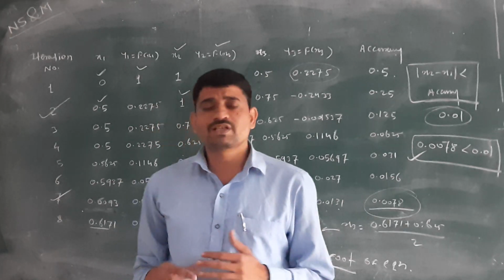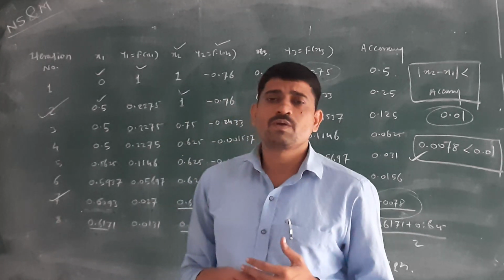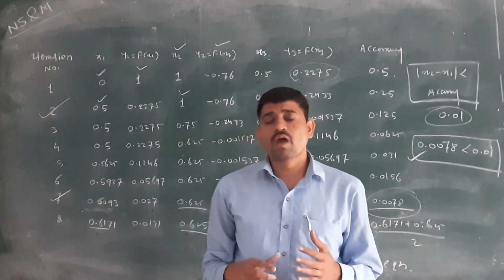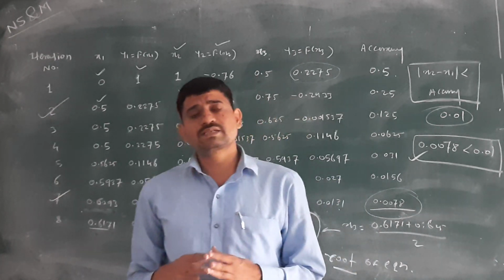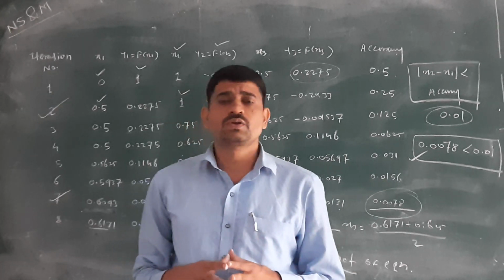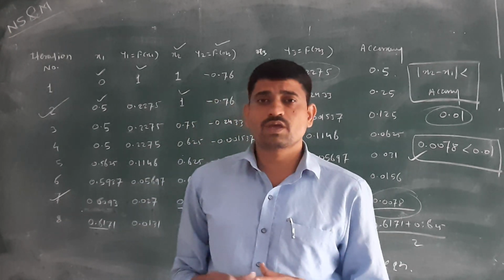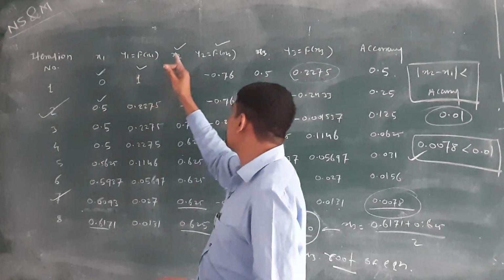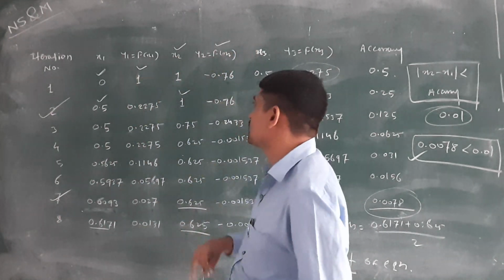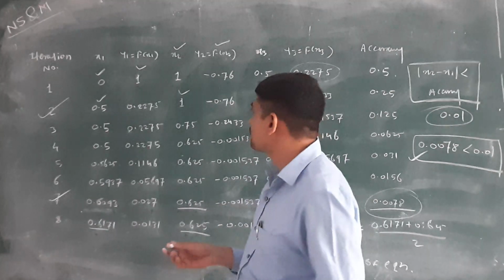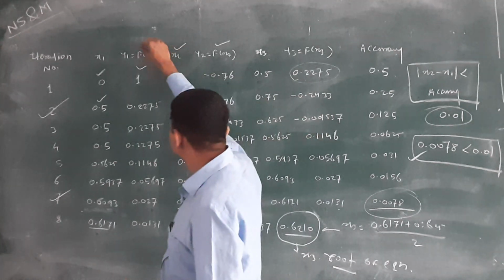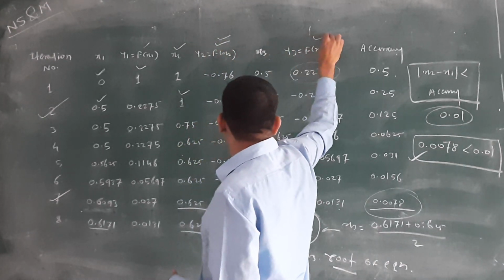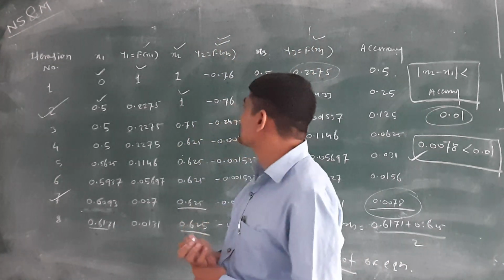Then next, once you have found the sign of f of x3, in step number 4 you have to replace x1 or x2 by x3. Okay, you have to check the sign. What is the sign of x1? What is the sign of x2? What is the sign of x3? Then after that you can also check the sign of f of x1, f of x2 and f of x3. You have to check this sign.